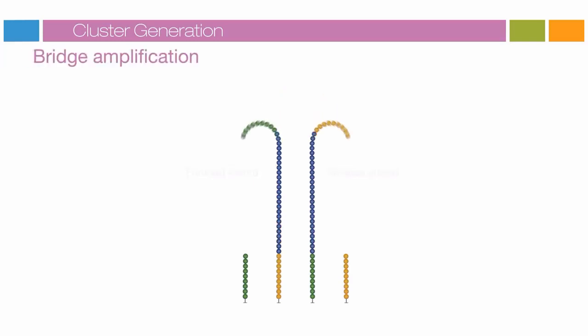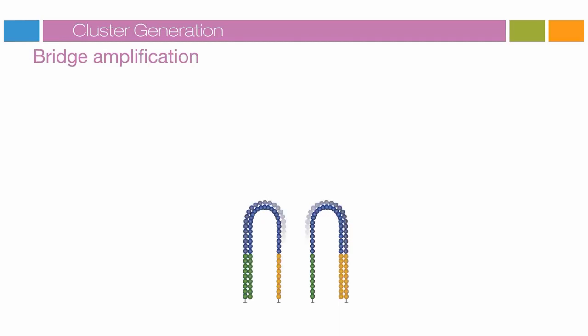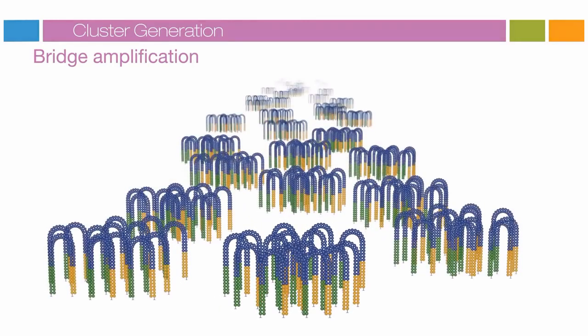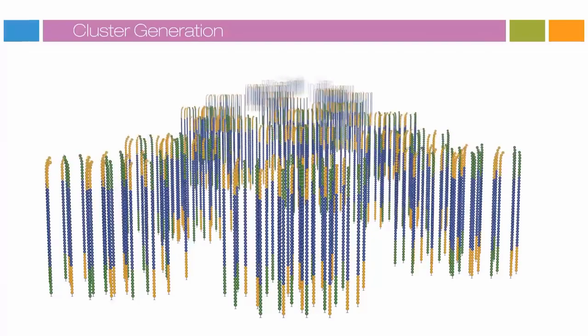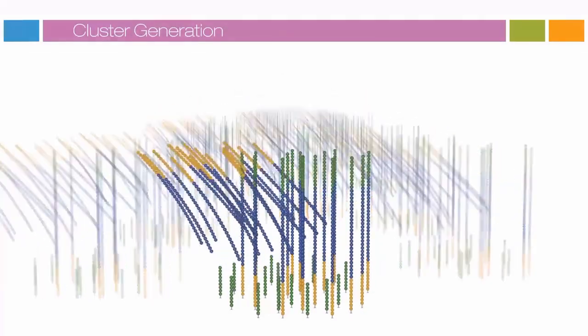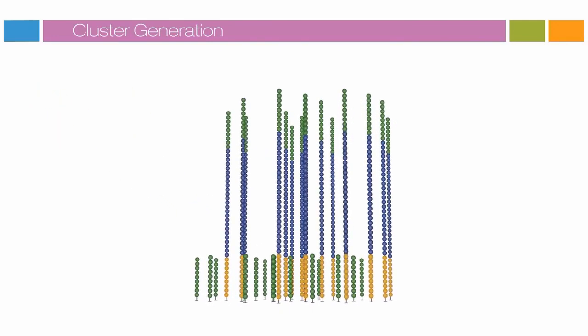The process is then repeated over and over and occurs simultaneously for millions of clusters, resulting in clonal amplification of all the fragments. After bridge amplification, the reverse strands are cleaved and washed off, leaving only the forward strands. The three prime ends are blocked to prevent unwanted priming.